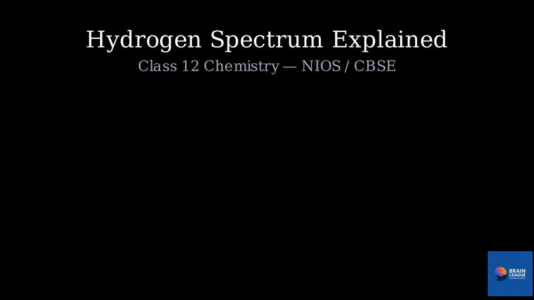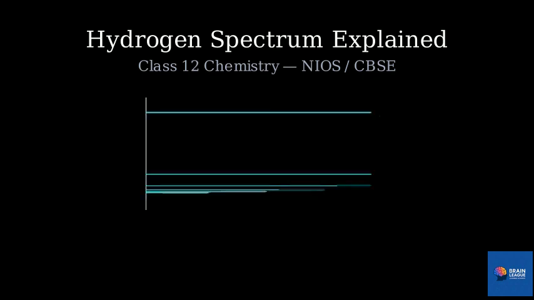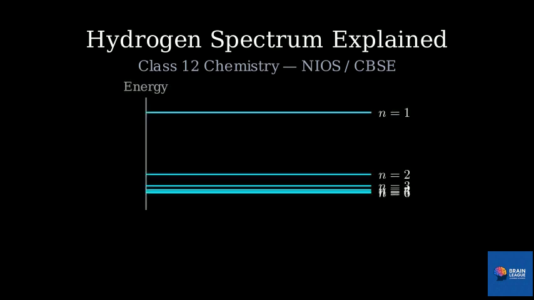Let us begin with the Bohr picture of hydrogen. The electron has allowed energy levels labeled by n equals 1, 2, 3, and so on. When an electron drops from a higher level to a lower level, a photon is emitted. The color or wavelength of that photon gives a spectral line. Here is a simple energy level ladder for hydrogen. We will show a few example downward transitions that produce light.